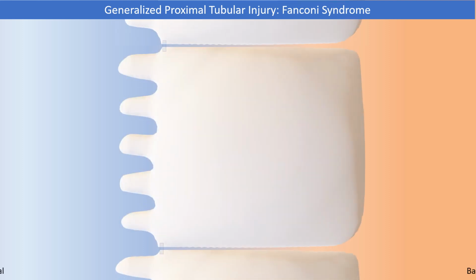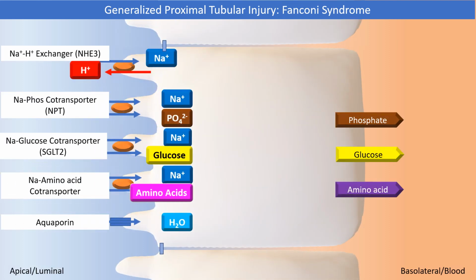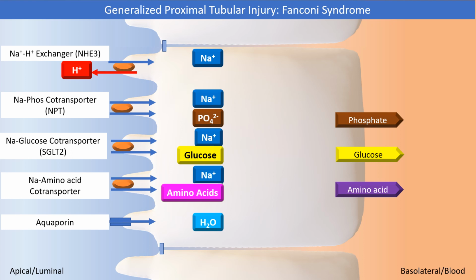Recall that proximal tubular cells reabsorb almost everything. Because of this, patients with Fanconi syndrome may present with failure to reabsorb bicarbonate and develop proximal RTA, in addition to failure to reabsorb other solutes, including sodium, glucose, amino acids, low molecular weight proteins, phosphate, among others. Note, however, not all patients with Fanconi syndrome develop proximal RTA.